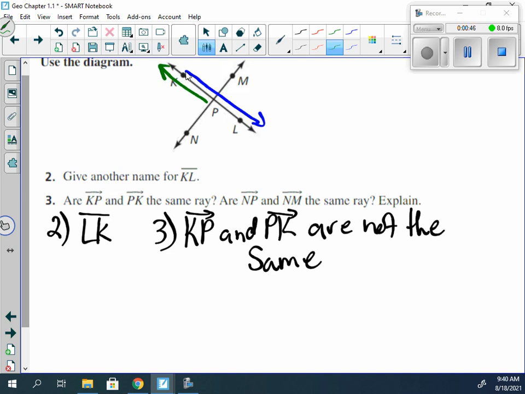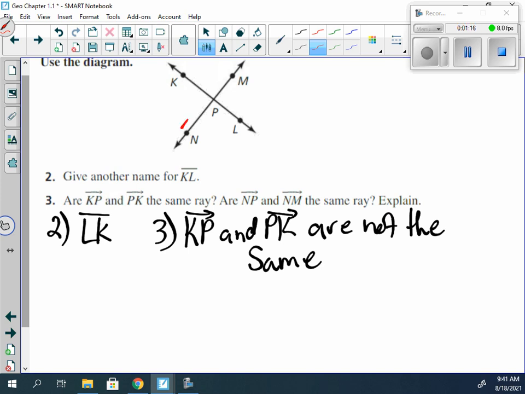They're not the same because of the fact that KP has all of this here and PK has everything past K. So they don't line up. They are not the exact same. So we can go on and finish the other part of question 3 here. Are NP and NM the same ray?